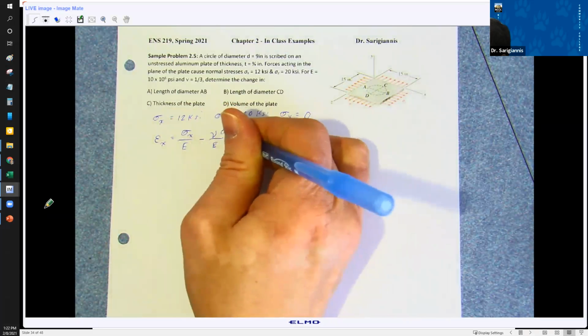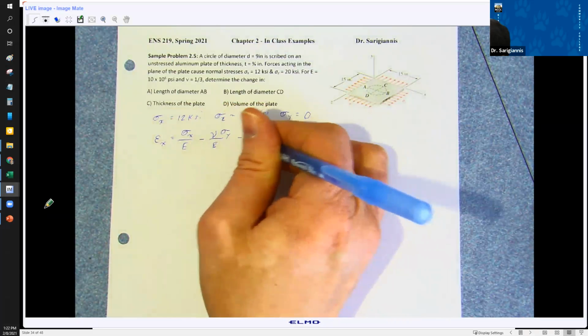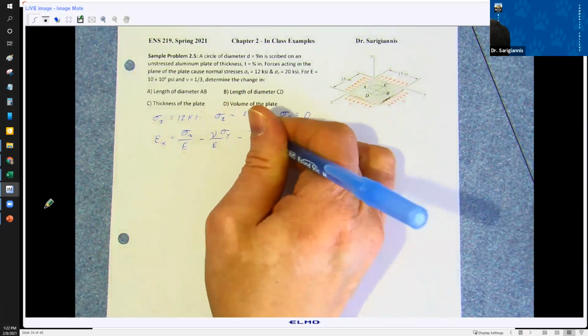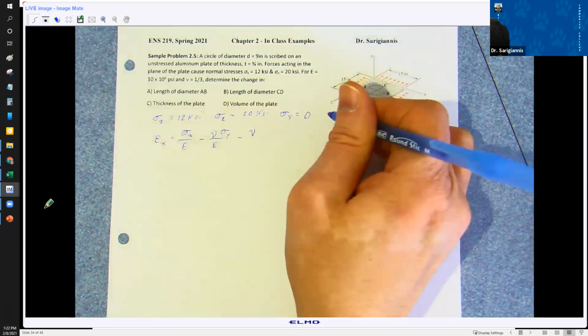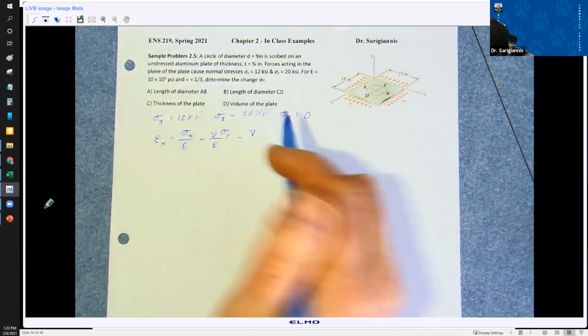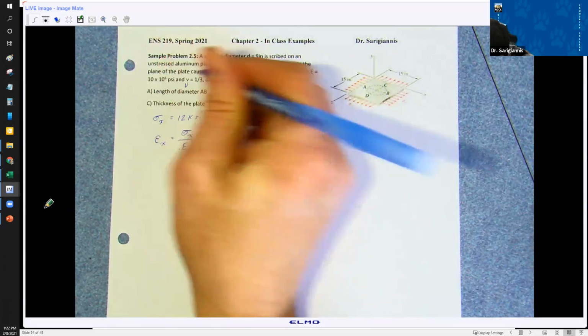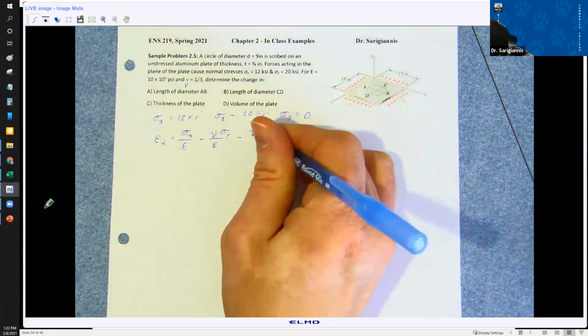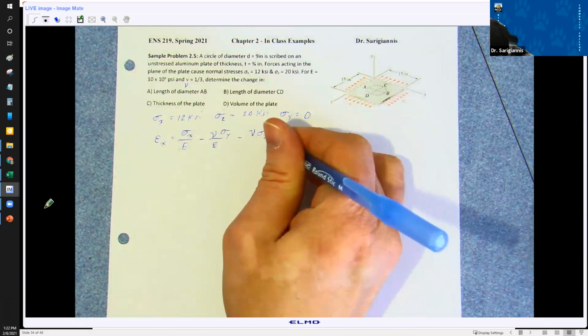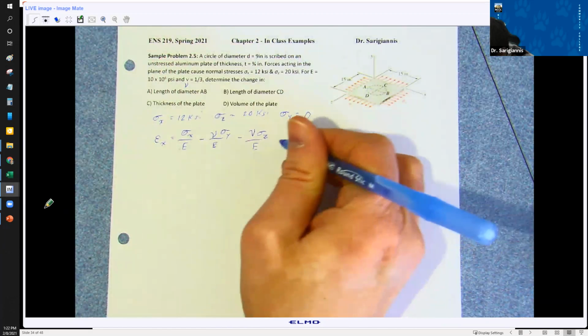This is sigma Y. I'm trying to sort of make a cursive V here for the Poissons ratio, like that. This is sigma Z, and E for Young's modulus.